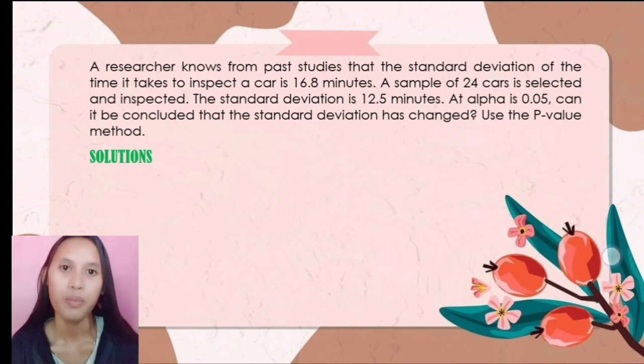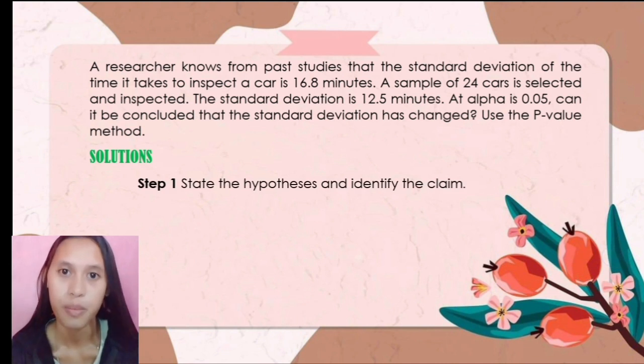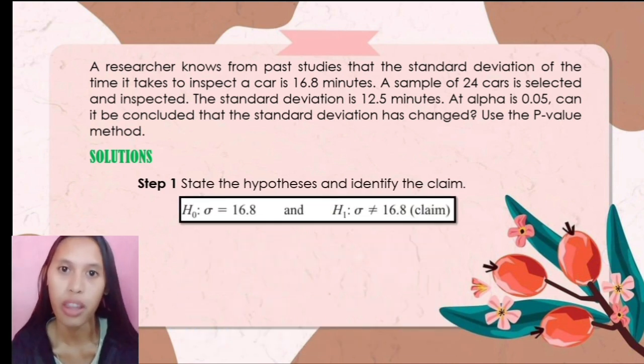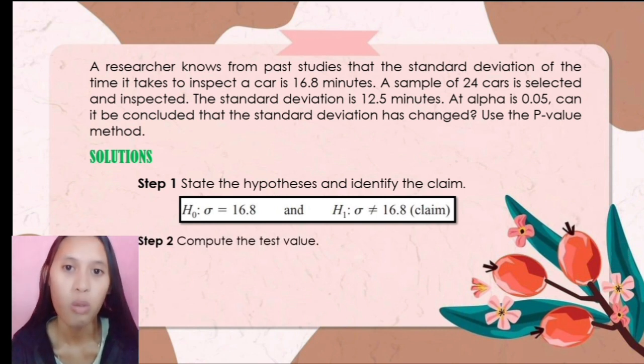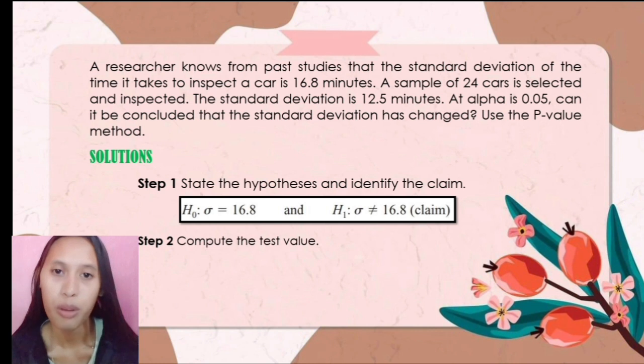So, it can be concluded that the standard deviation has changed. So, let us use the p-value method. First, our hypothesis is: the null is that the standard deviation equals 16.8, and the alternative is that the standard deviation is not equal to 16.8, which is the claim.